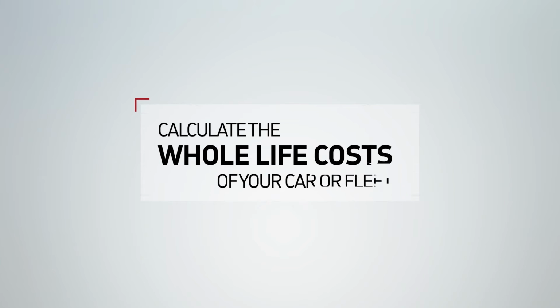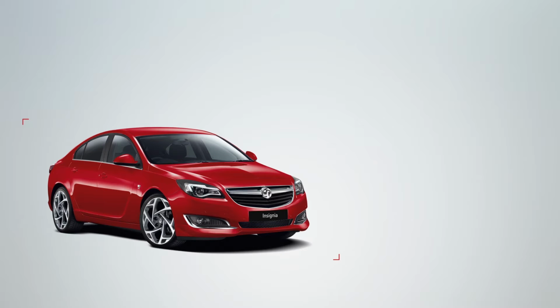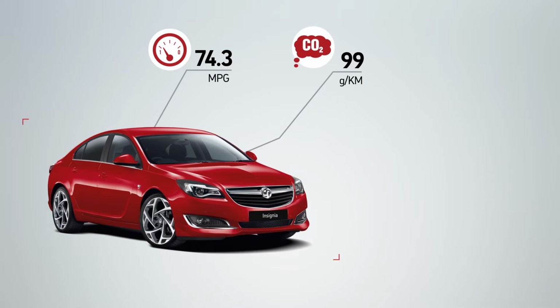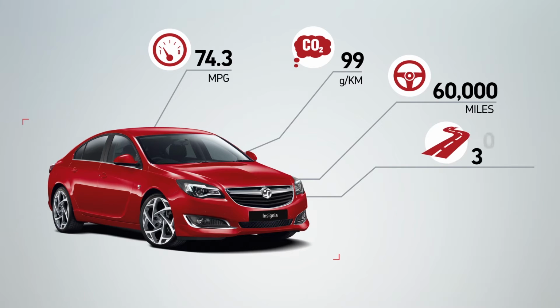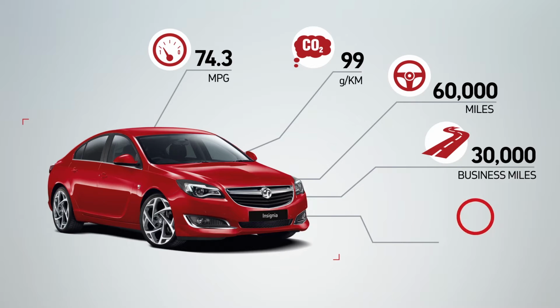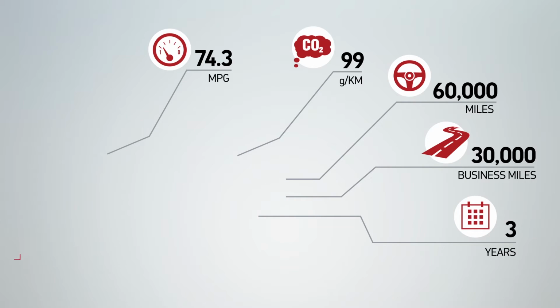Here's how to calculate the whole life costs of your car or a car in your fleet. For this example, we've assumed that a car has a diesel engine which provides a combined fuel economy of 74.3 miles per gallon and a CO2 emissions figure of 99 grams per kilometre, and travels 60,000 miles, of which 30,000 are business miles over a period of 3 years.